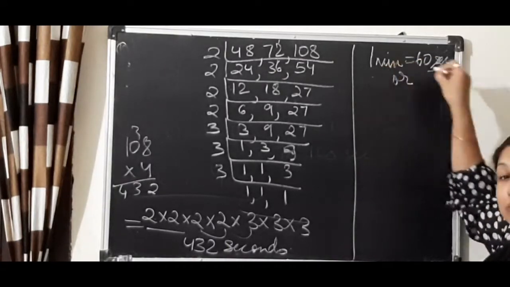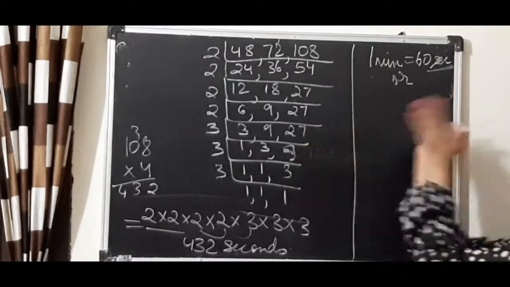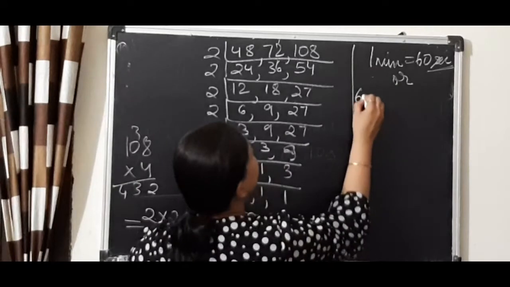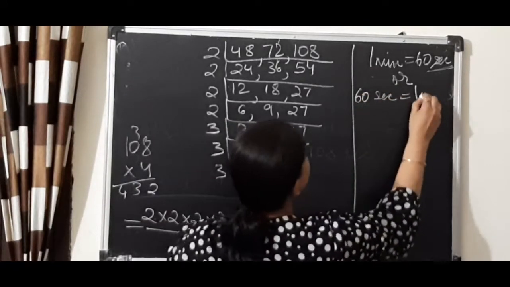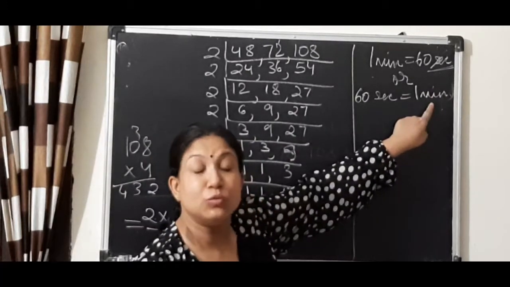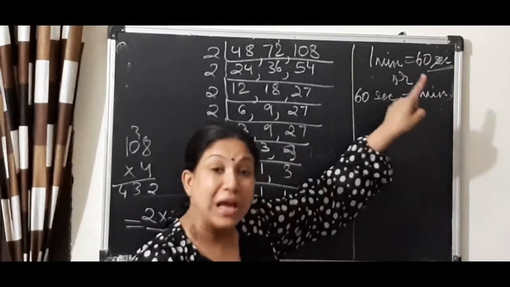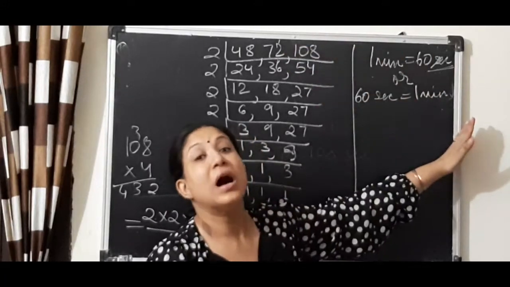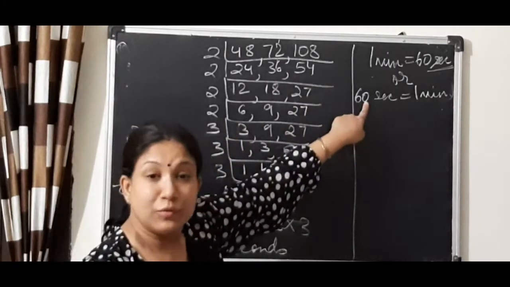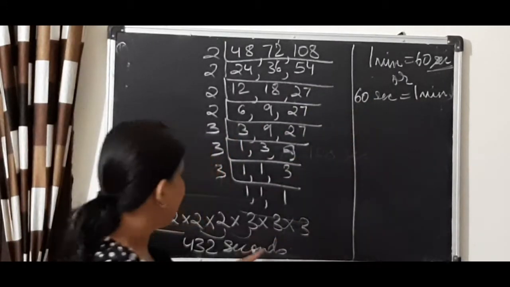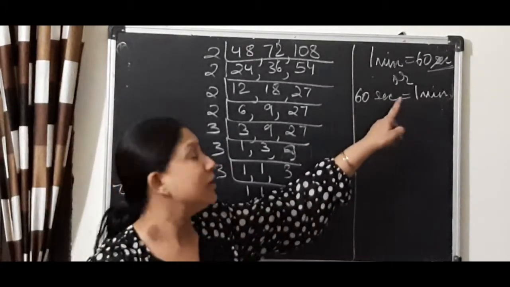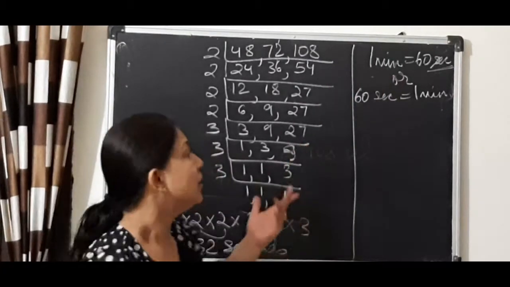So, that should come towards the RHS. We will simply flip it. Instead of writing 1 minute is 60 seconds, we will write 60 seconds equals 1 minute. I repeat again: whichever unit you want to convert into, that unit should be towards the RHS, the last part. And before the equal to are the values which are given. Here the unit is in seconds, so these units should be kept towards the LHS. Is it clear?